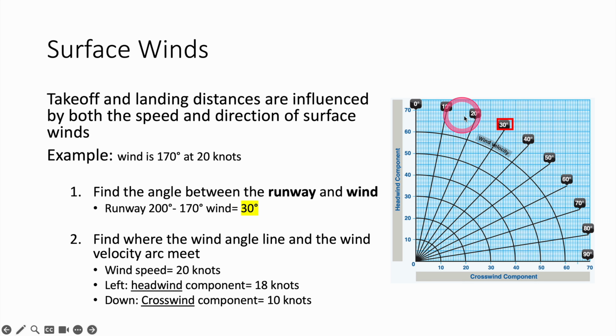Then you find 30 degrees on this arc right here. Next step is to find the velocity, which was 20 knots. So here's 20, and there's that arc right there. Where the 30 degrees and 20 knots intersect, go straight down, and that'll provide your crosswind component, 10 knots. If you go to the left, that's going to provide the headwind component, which is about 18 knots.